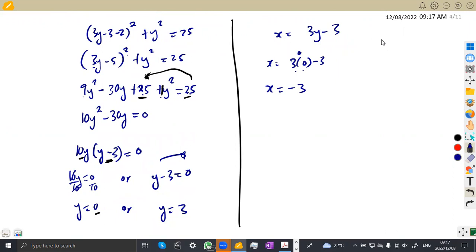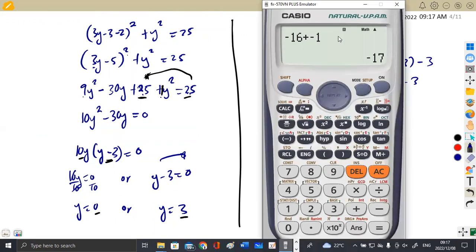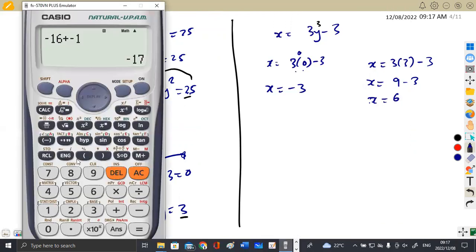Now we move on to the other part where y is equal to 3. So you're going to substitute 3 in place of y here. So that will be 3 times 3 minus 3, which is 9 minus 3, which is 6. So x is going to be 6, or you can just use your calculator directly. That's 3 times 3 minus 3, which is 6. So you've got the same values there.